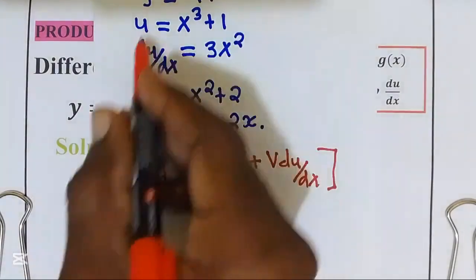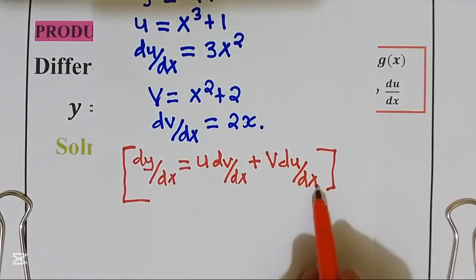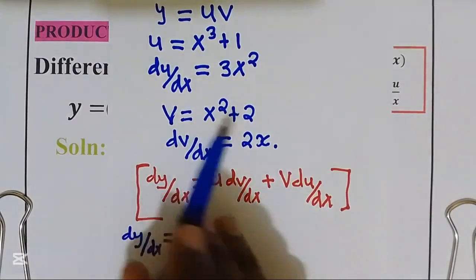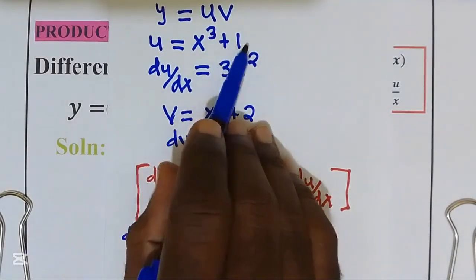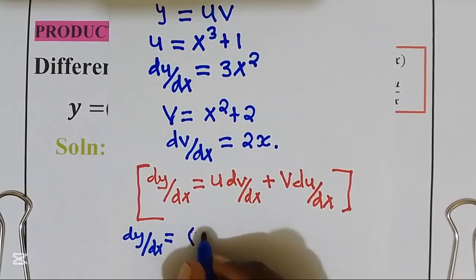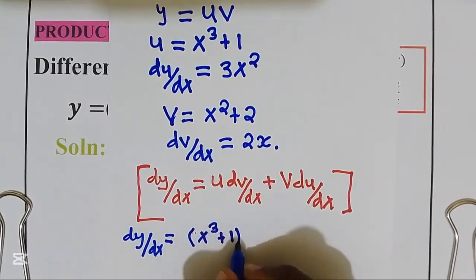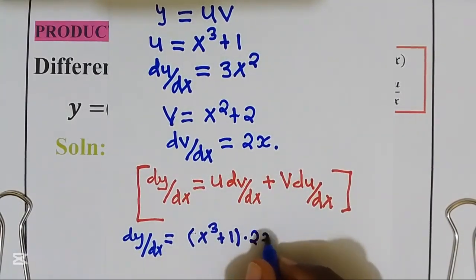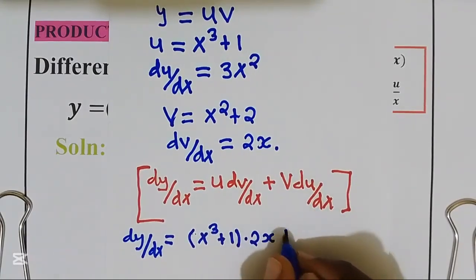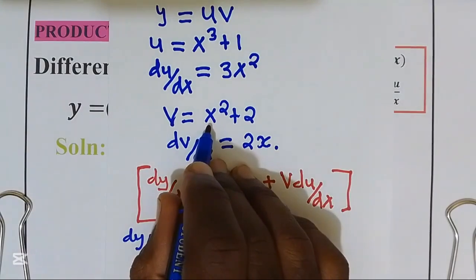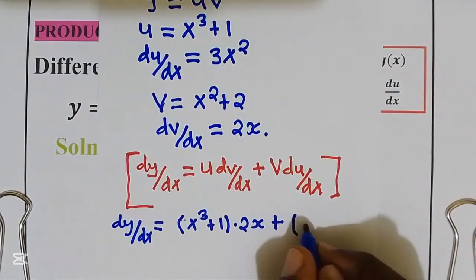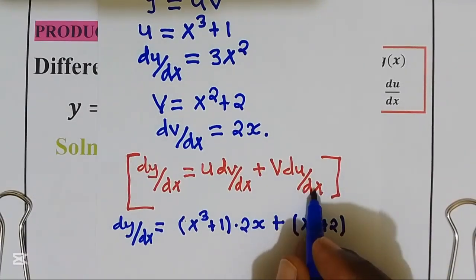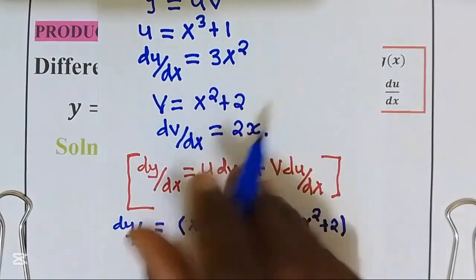Let us substitute this to our formula. dy dx is equal to, our u is equal to x cubic plus 1 multiplied by dv dx, which is 2x. We are going to add by v, which is equal to x square plus 2 multiplied by du dx, which is equal to 3x square.